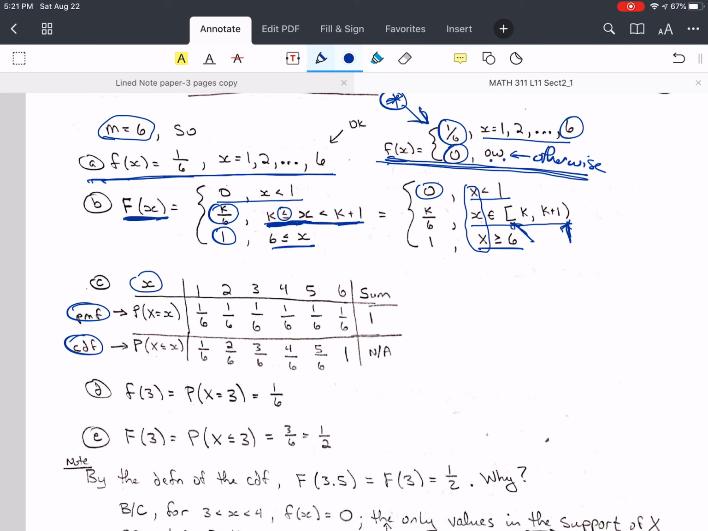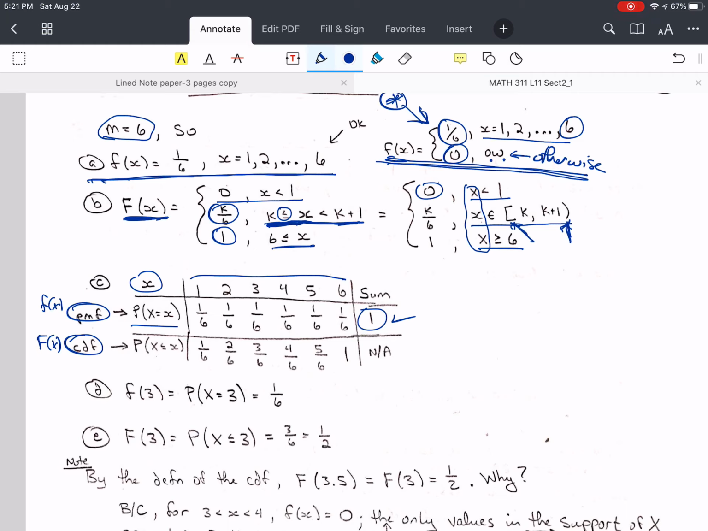So x goes up at the top, all the possible values. And then we'll put f of x, little f of x, and of course this is capital F of x. And so you'll see we go 1/6 for all of them. If you add them up, you get 1. So that's what it's supposed to be.